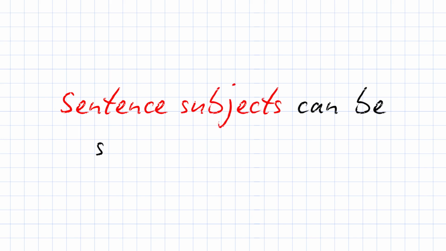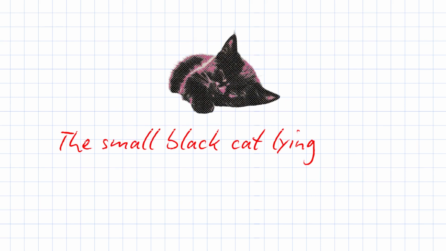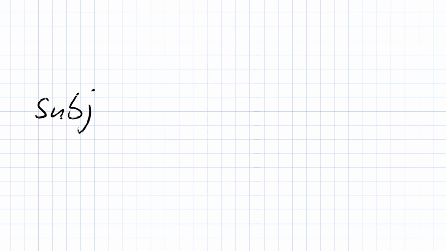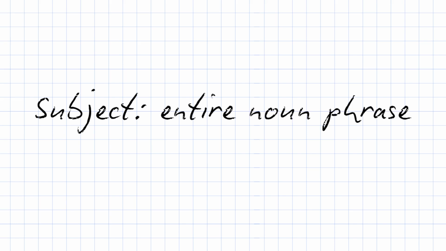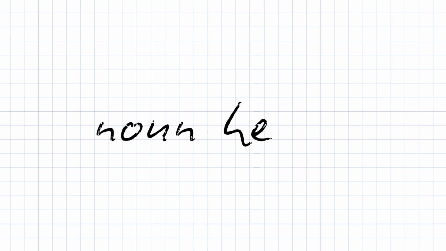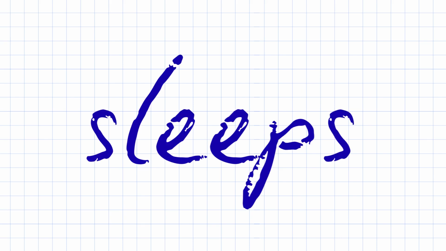Sentence subjects can be simple or complex. Sometimes the subject is a single word. Cats tend to sleep all day. Sometimes it's a longer phrase. The small black cat lying in the pool of sunlight sleeps all day. The subject in this sentence is the entire noun phrase, the small black cat lying in the pool of sunlight. But the main noun, what we call the noun head, is cat. That's the noun that agrees or harmonizes with the verb, sleeps.